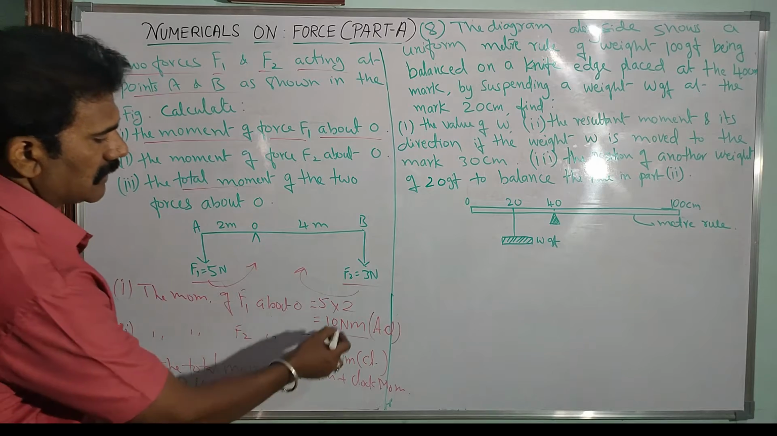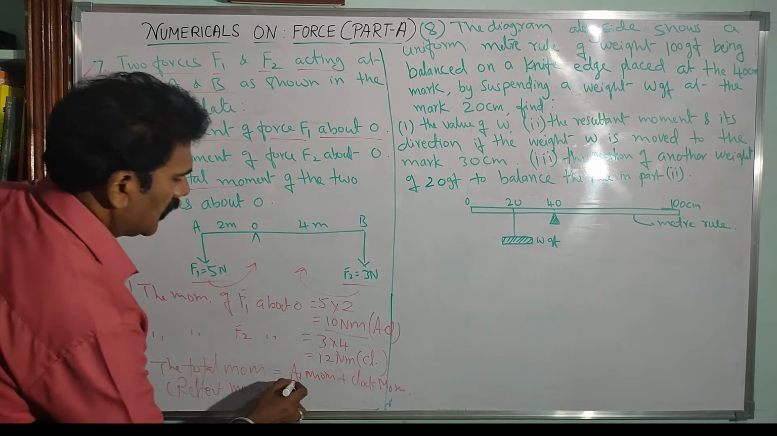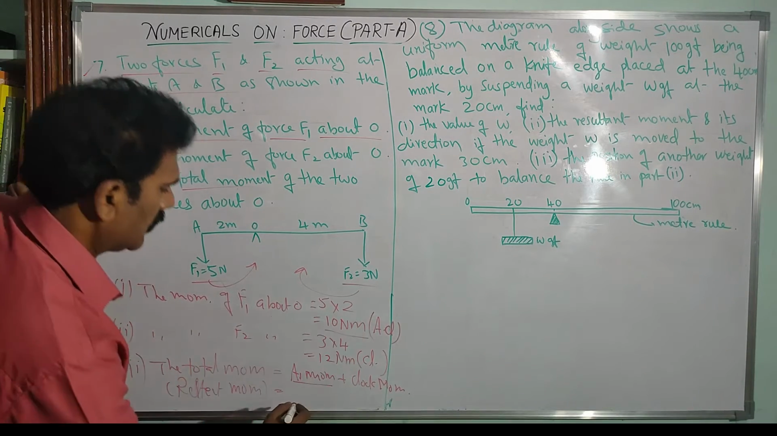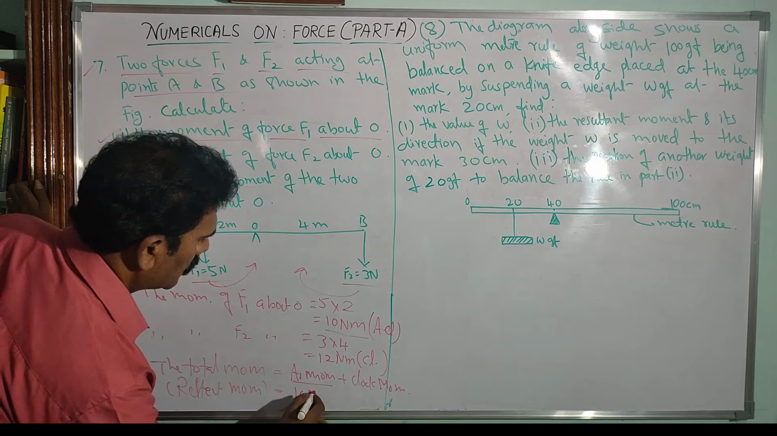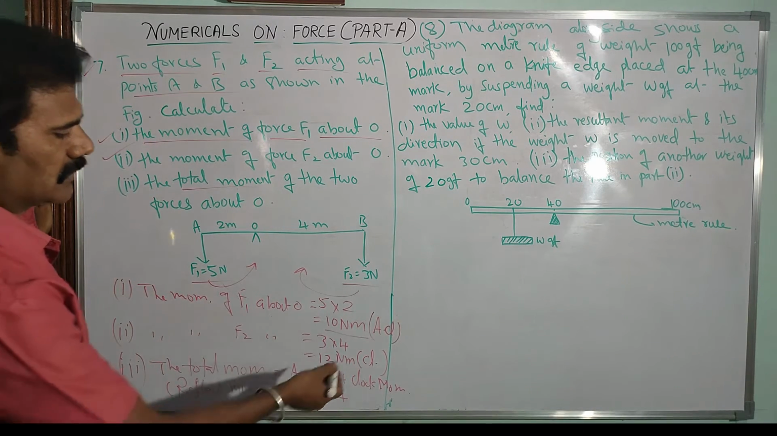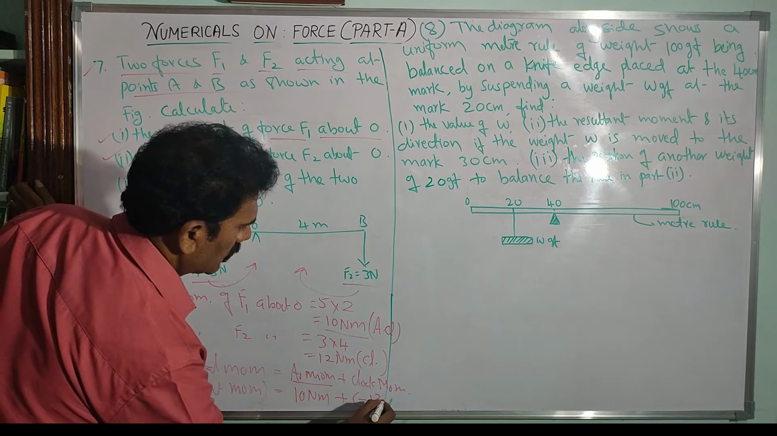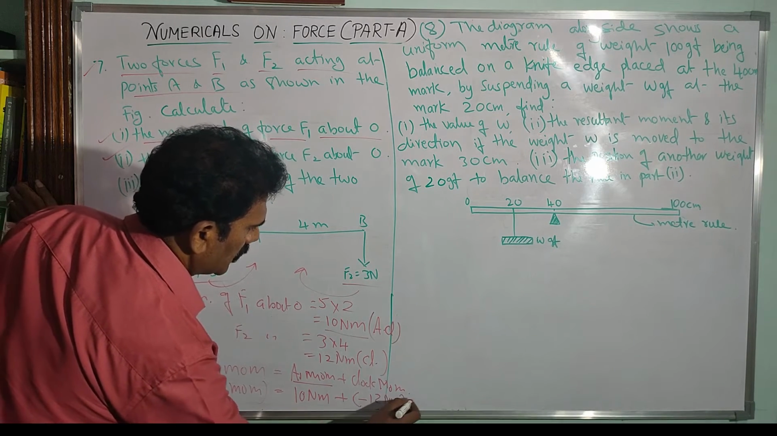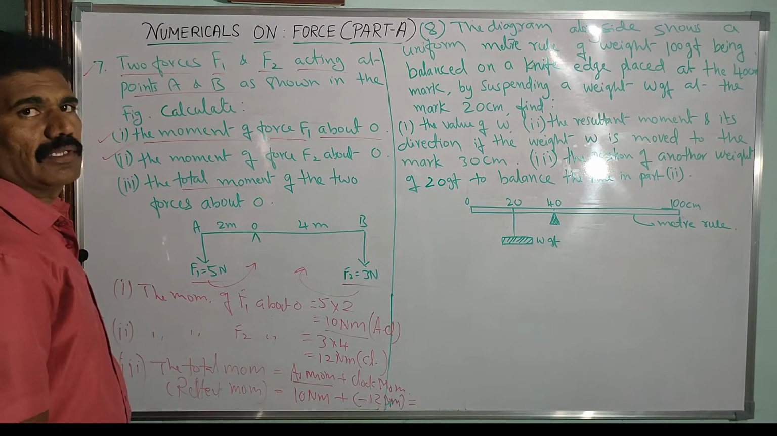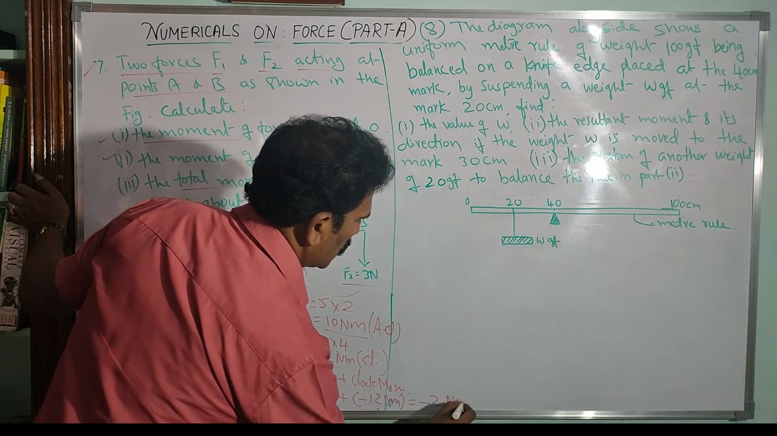Here we just calculated the magnitudes. Now you consider them with signs. The anti-clockwise moment, that is the first one, 10 Newton meter, plus the clockwise moment, which should be taken as negative, minus 12 Newton meter. So finally you will get 10 minus 12, which is equal to minus 2 Newton meter.